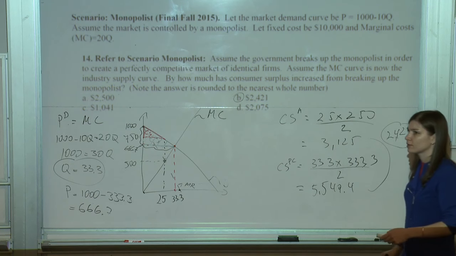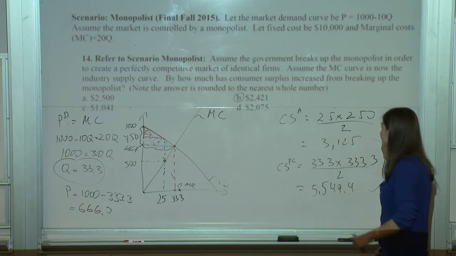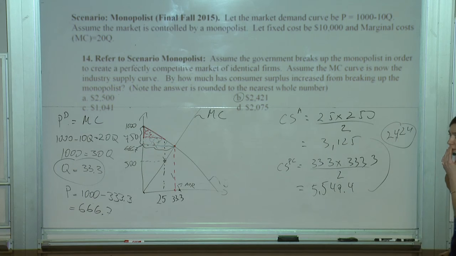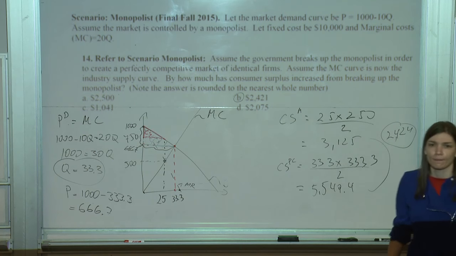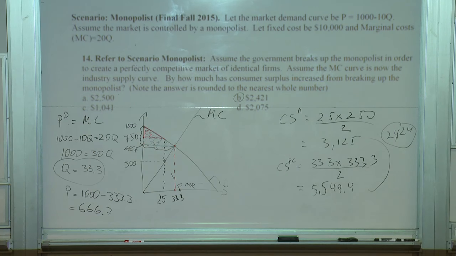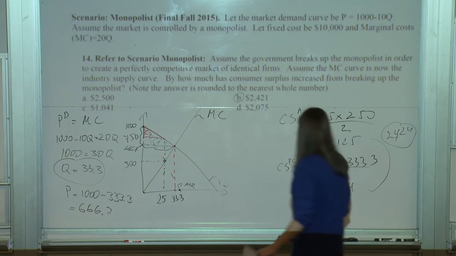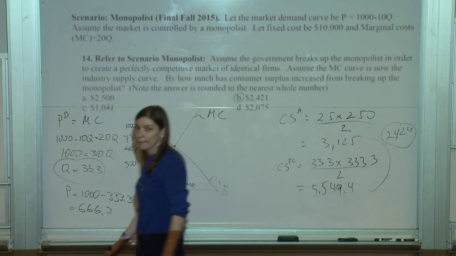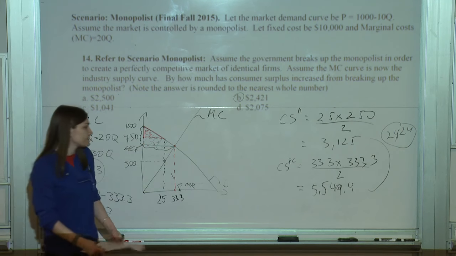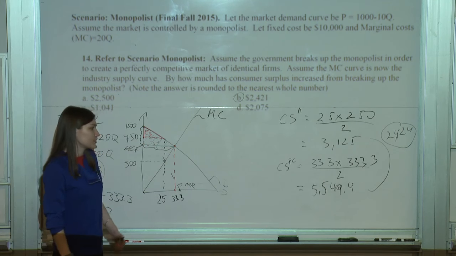Sorry? There it is. 149.4. That's the 49, right? Yeah. 5,549. Is that divided by 2 also? That's not divided by 2. That's the answer.